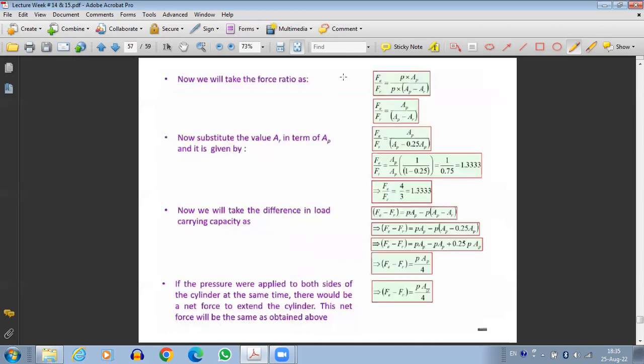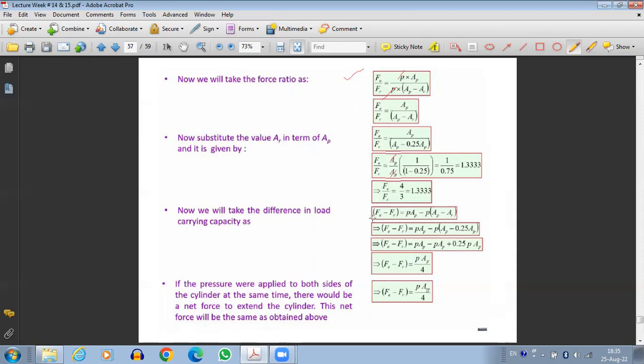Now we can take the force ratios in the extension and for the case of retraction. Okay, substituting into the main formula, PP will cancel here. So we'll have AP over AP minus AR. AR can be presented in terms of AP. AP is going to be taken common from the numerator and denominator. They're going to cancel each other. And so we can have a relationship between FE and FR.